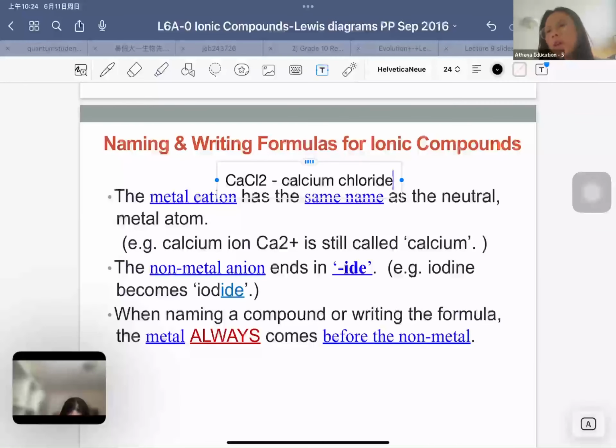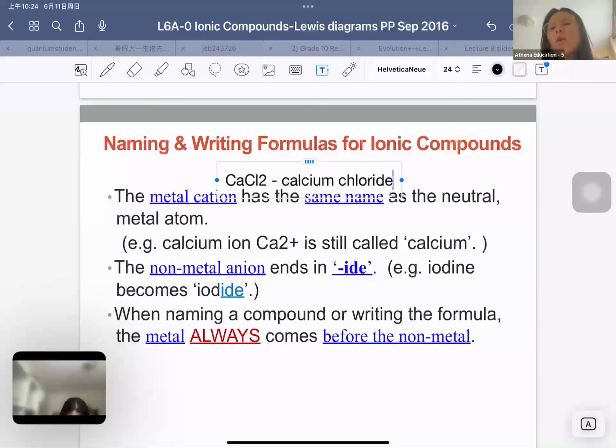So you need to balance this +2 and the -1 by multiplying the -1 with the 2. So you have 2 anions with -1 charge. So the overall charge is -2 for the anion, and then the overall charge for the cation is just 1 calcium, which is 1 times +2. So when you add it together, it's 0. So overall, this compound has 0 charge.